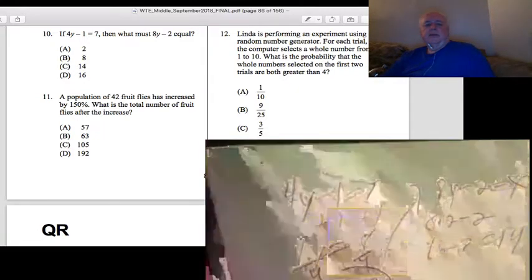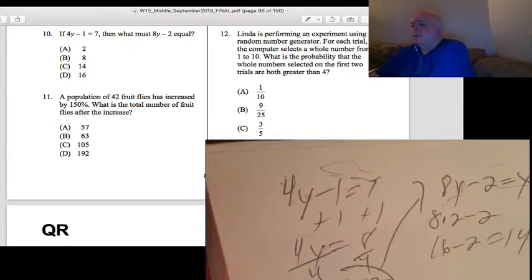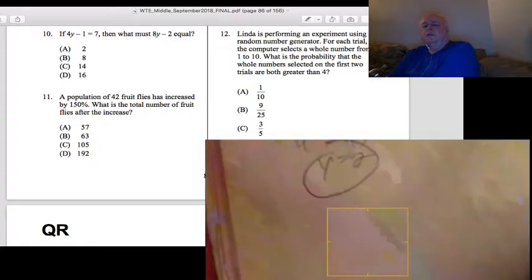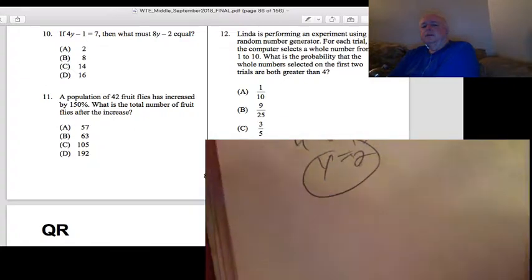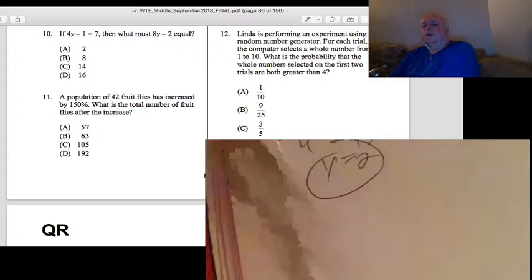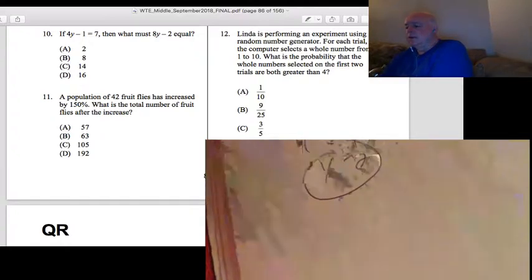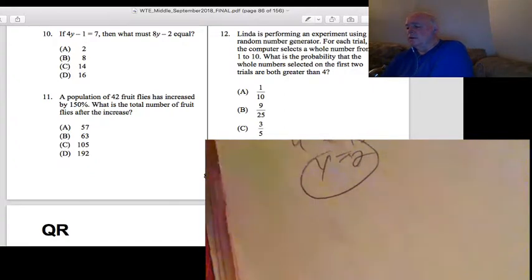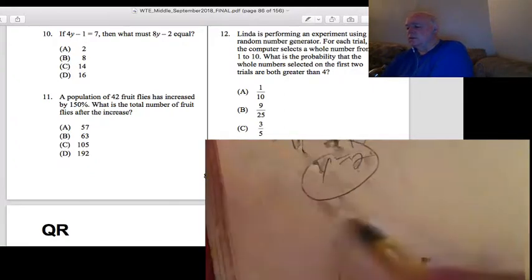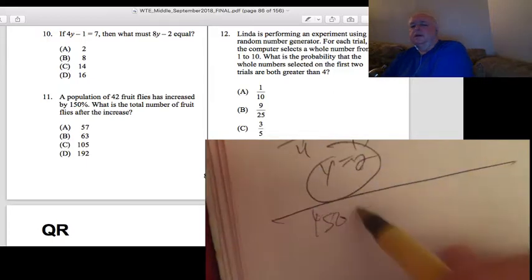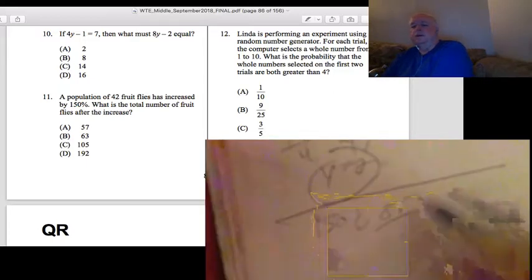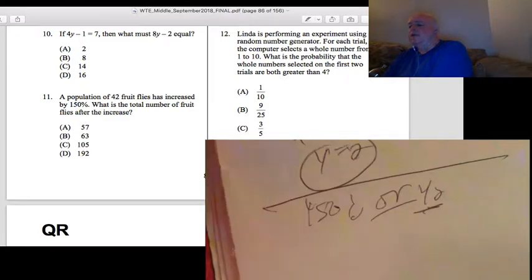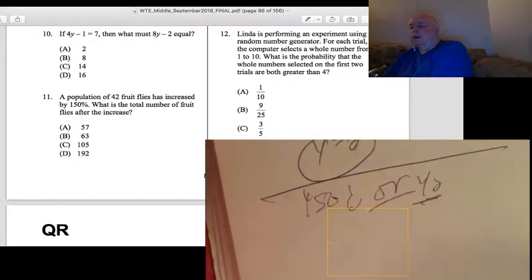All right. The next one is not too hard of a problem, but a lot of kids get it wrong because it's more of an intuition problem than a mathematical one. Because I think a lot of people, you could ask them, what is 150% of 42, and you might get the right answer to that. But that's not really what the question is asking here. So the population of 42 fruit flies has increased by 150%.